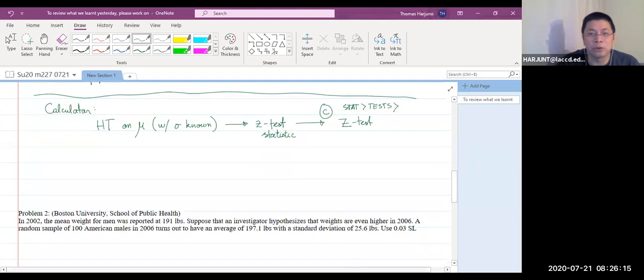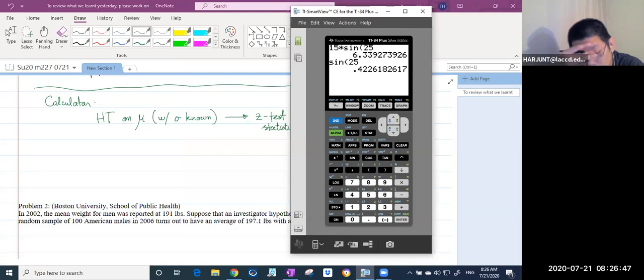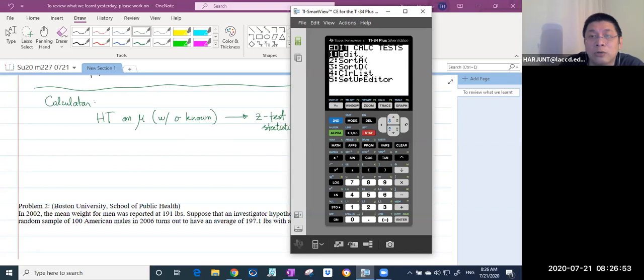Now let me show you the calculator. Give me a second. But never use the calculator as your answer in my test. You use that only to confirm if you get the answer right or not. One of the main reasons is the number of decimal places. So you go to STAT, then TESTS, and then use Z-Test.